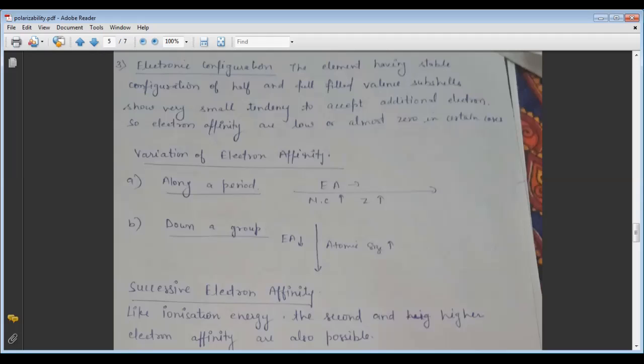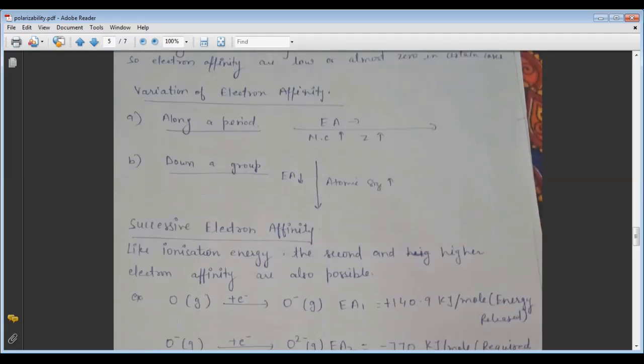Okay, along a period, it means we go from left to right in the periodic table. So we can see the nuclear charge increases, and the nuclear charge is Z, or the number of protons, which increases, so the electron affinity increases here. Now come down a group. Here the atomic size increases, so the electron affinity decreases, the same as the ionization potential.